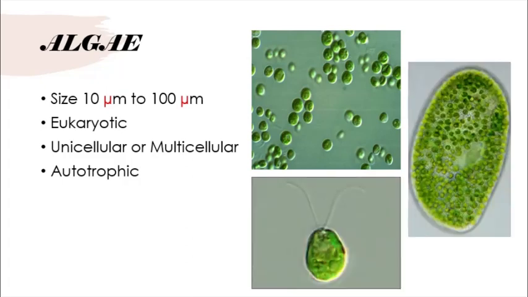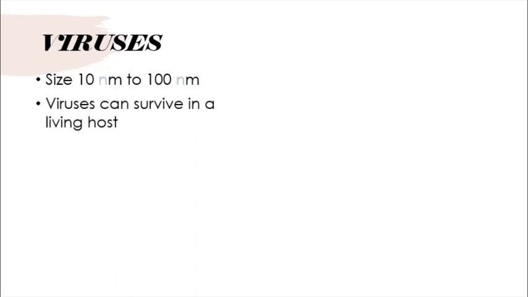Next is viruses. Now, viruses are very minute and can only be seen through an electron microscope. The size ranges from 10 nanometer to 100 nanometer. Viruses are said to be organisms that are at the edge of living and non-living. They are usually considered non-living organisms. Now, viruses can survive only in living things. That is, they survive in a living host. They require either a plant cell or an animal cell.